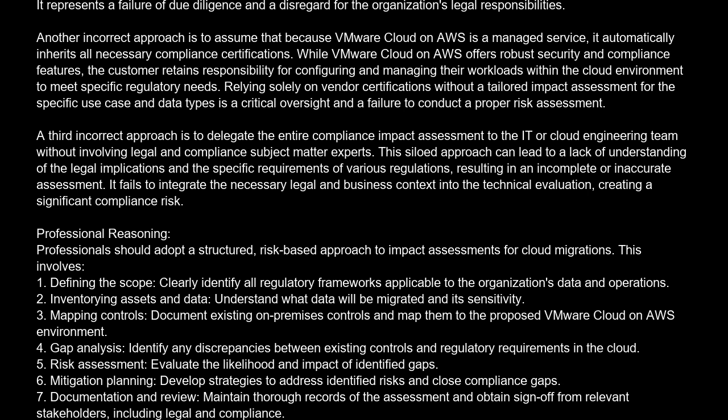Professional reasoning. Professionals should adopt a structured, risk-based approach to impact assessments for cloud migrations. This involves: 1. Defining the scope. Clearly identify all regulatory frameworks applicable to the organization's data and operations. 2. Inventorying assets and data. Understand what data will be migrated and its sensitivity. 3. Mapping controls. Document existing on-premises controls and map them to the proposed VMware Cloud on AWS environment. 4. Gap analysis. Identify any discrepancies between existing controls and regulatory requirements in the cloud.